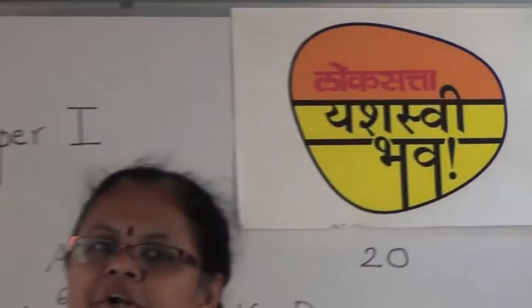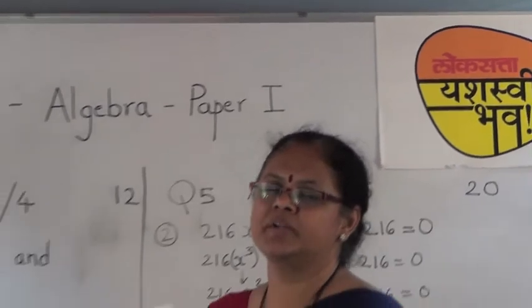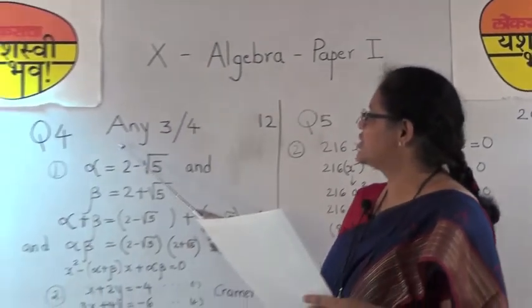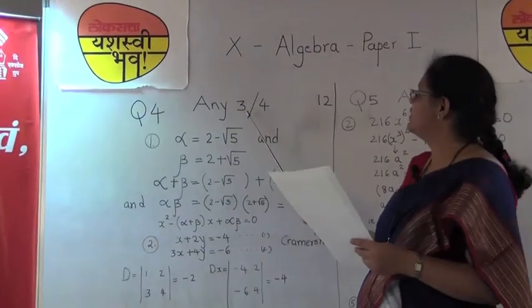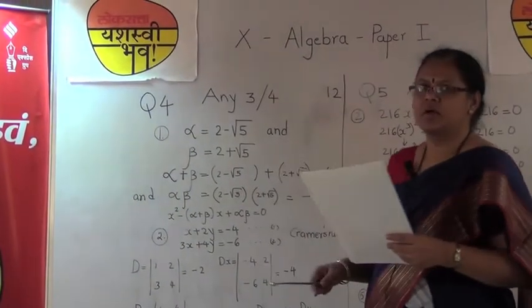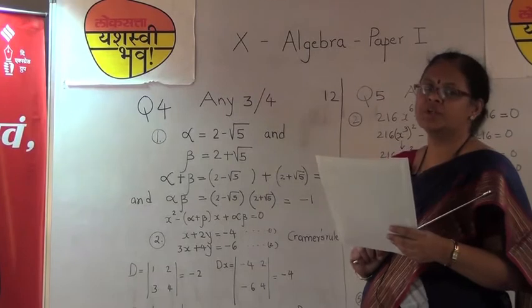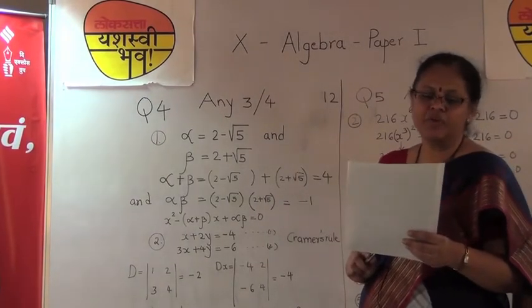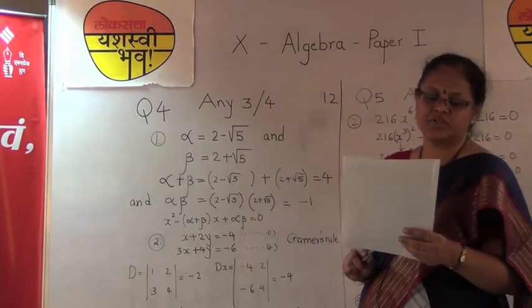Now we are going to continue the further part of the test 1 question paper. Let us come to question number 4, where you have to attempt 3 sums out of 4, and each sum carries 4 marks. Here the question arises which to select, or what 3 questions to select out of the 4 questions.